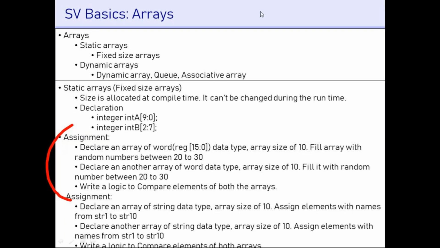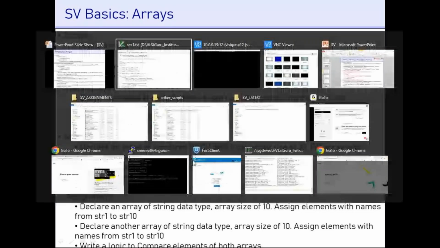So let us see how to do this. What is the question? Declare an array of word data type. Word means what? Reg 15 down to 0. Array size of 10. Fill the array with random numbers between 20 to 30. So let's do this question now.